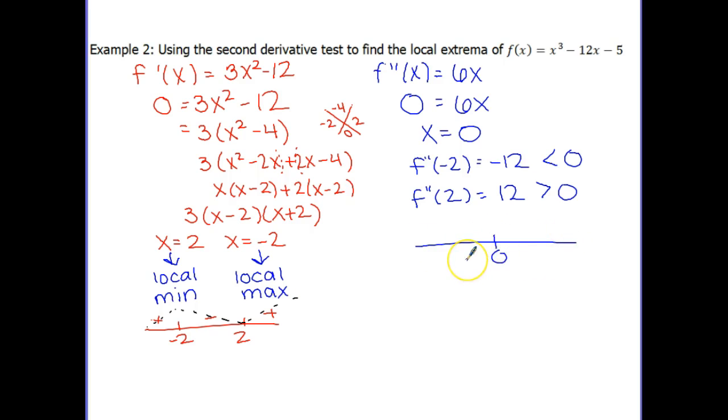Negative, negative, that means this is concave down. Positive, positive, concave up. It doesn't ask you for it, but what does that make? If I asked you to, could you sketch the original graph knowing all of this information?